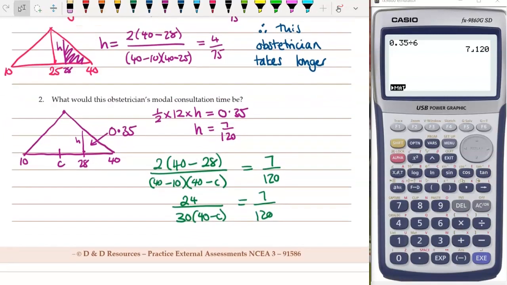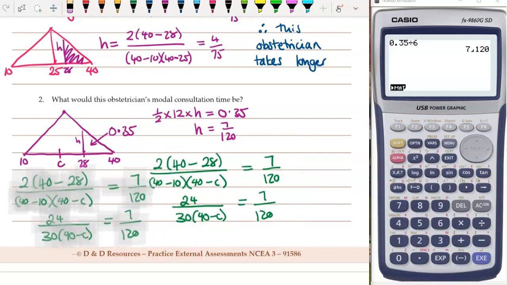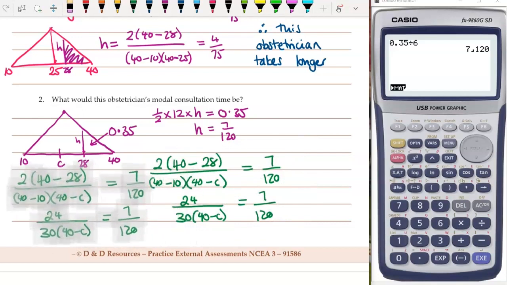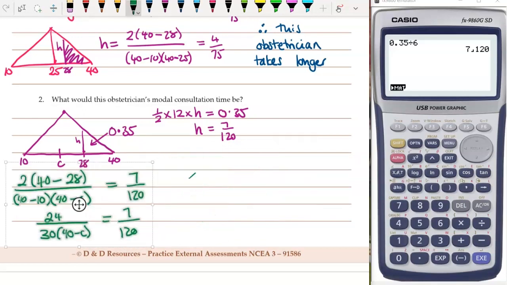I'm running out of room a little bit, so I'm just going to move this over to here. Let's just pop that there. Okay. So now carrying on, I'm going to do 120 times by 24.